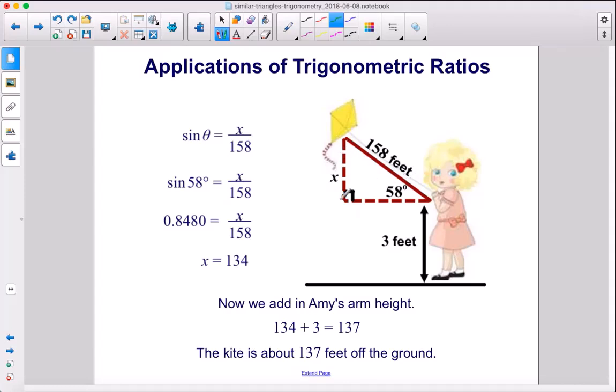So we're trying to find x, and we have the hypotenuse and we have the angle. So using SOHCAHTOA, we see that sine is opposite over hypotenuse. We want to use sine here. So sine theta equals x over 158. Sine 58 degrees is 0.8480. And we solve for x, and then we add in this 3 feet here for Amy's arm height, and we get that the kite is about 137 feet off the ground.